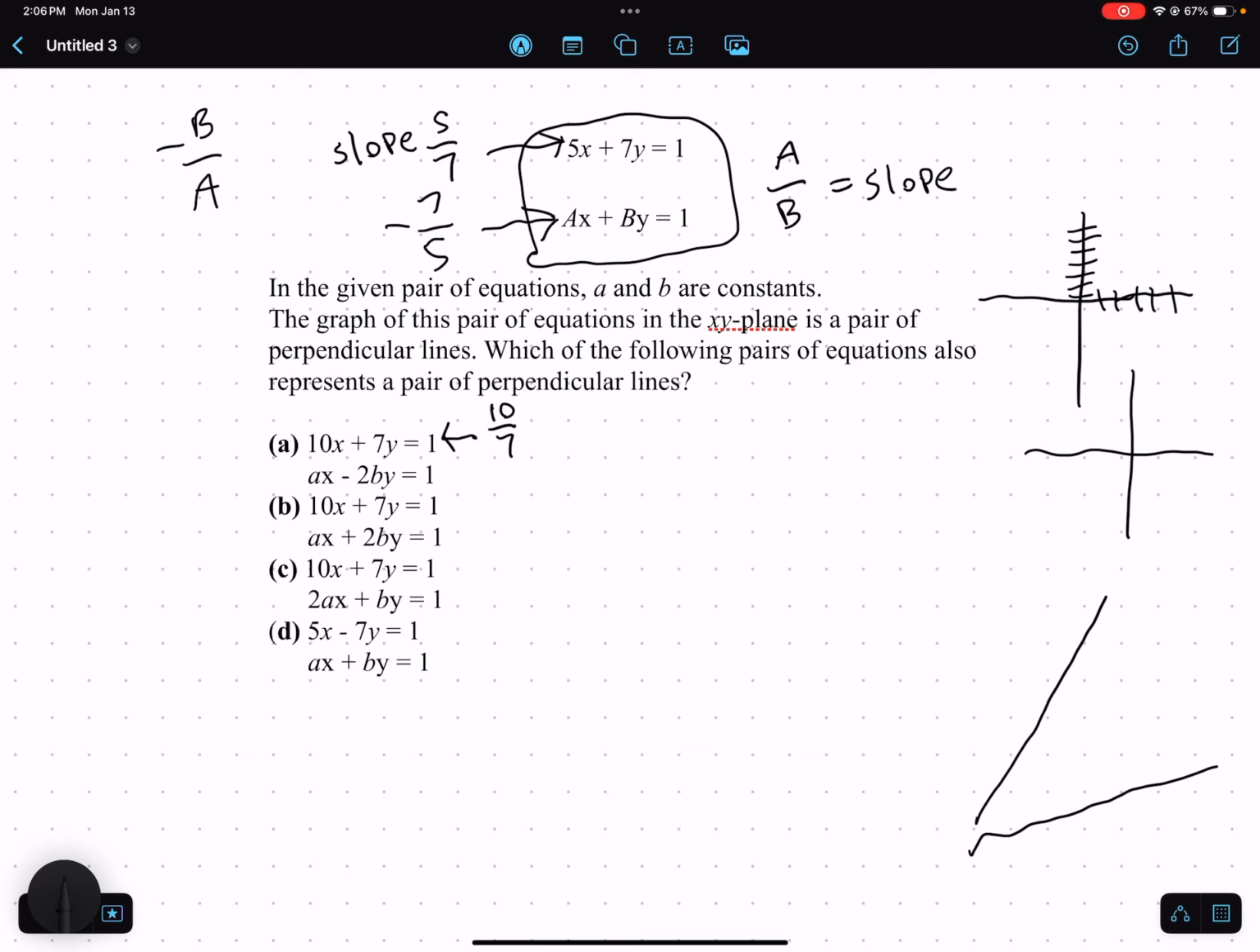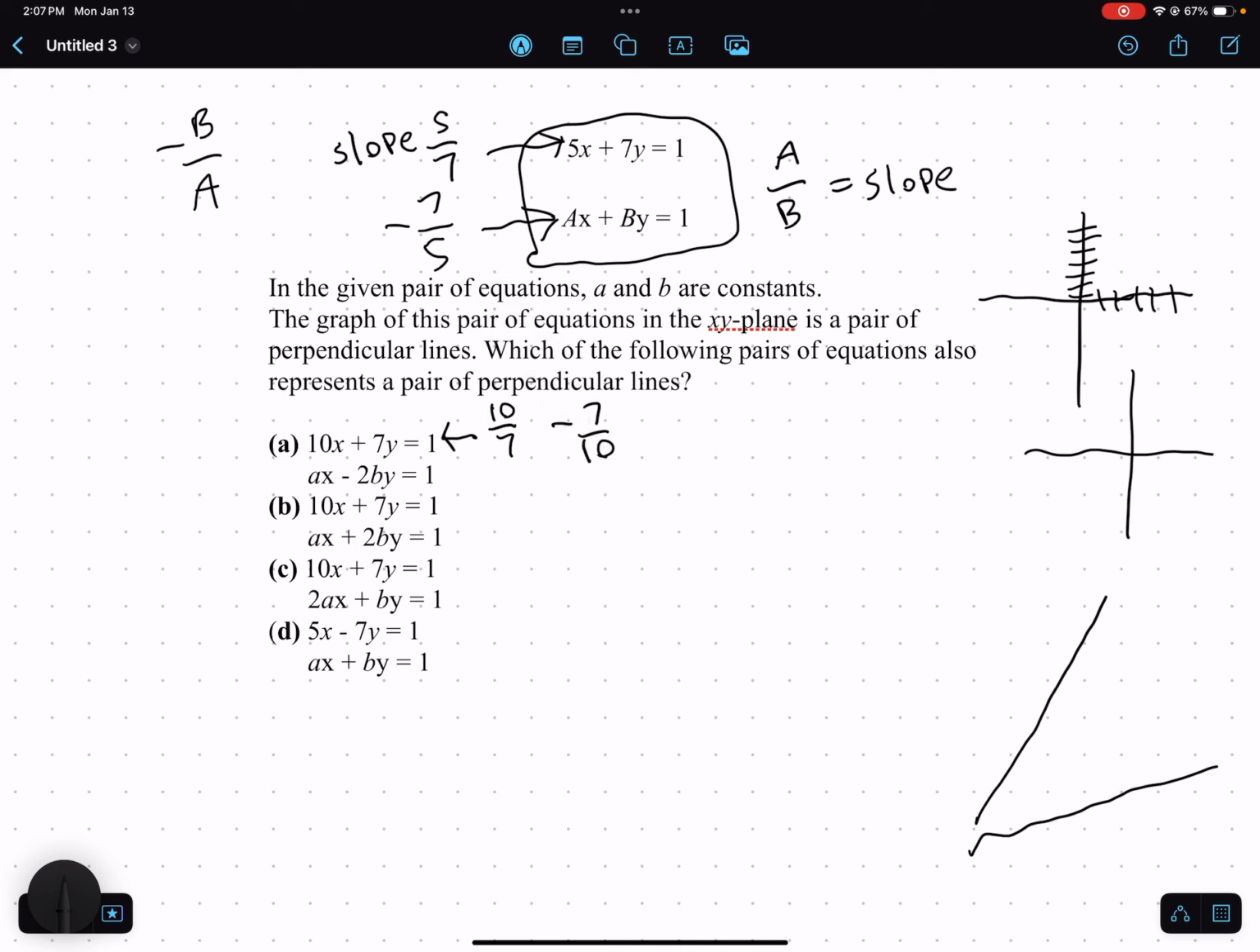That means the second equation needs to be perpendicular to the first one, because they want to know which one of these pairs represents a pair of perpendicular lines. So what we can do is find what the slope needs to be of that second equation. For the second line to be perpendicular to the first equation, its slope needs to be negative 7 over 10. That's going to be the inverse. So that's our negative b over a formula again.